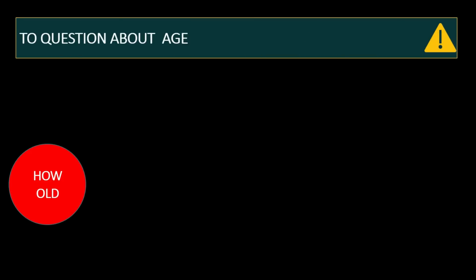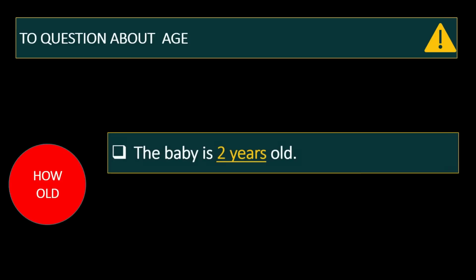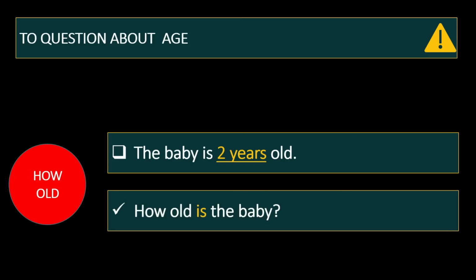Now let's see how to use how old. We use how old to talk about age. Here is an example. The baby is 2 years old. Here the underlined part is 2 years. That's the focus one here. The baby is 2 years old. We can ask the question using how old. How old is the baby?